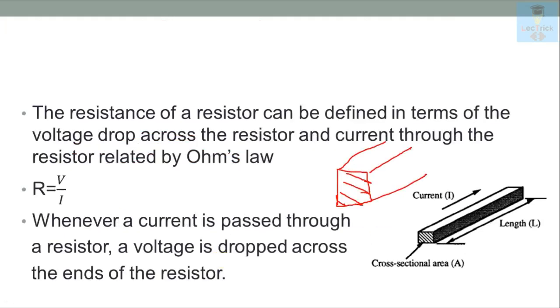So by using Ohm's law, you will get to know R is equal to V by I, that means voltage by current. So if you know the voltage applied across it, and you know the value of current flowing through it in a circuit, then you can easily find out the resistance.